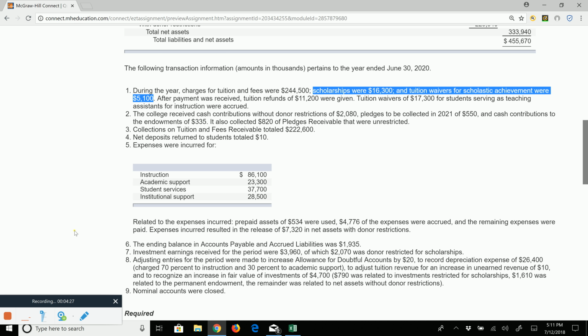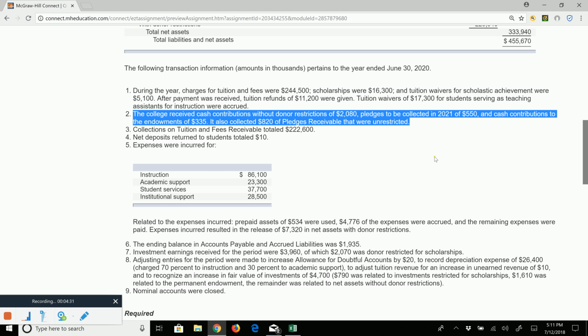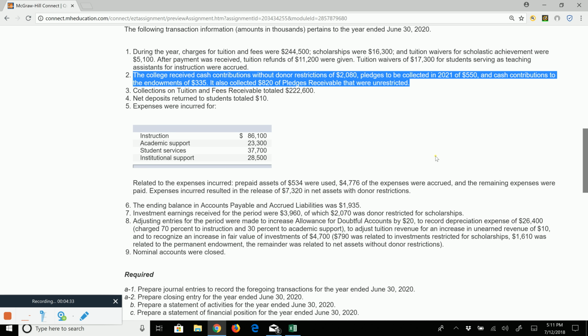All right. Number 2, college is receiving cash contributions. So in addition to tuition, the college is receiving cash contributions. All right. Some of it comes without donor restrictions, $2,080, without donor restrictions. Pledges to be collected next year, $550. So that is it's still unconditional. We're going to get the pledge, but it's restricted as to time.